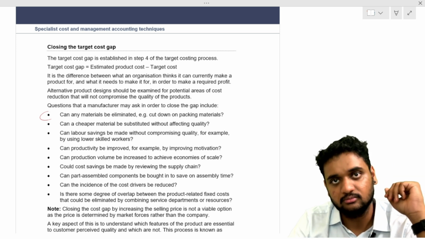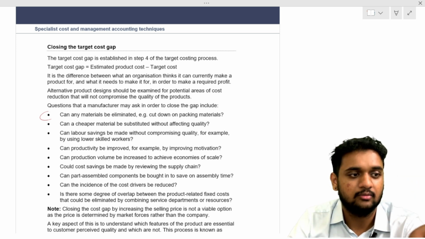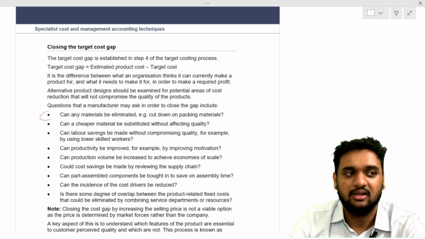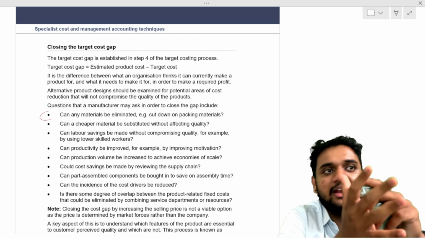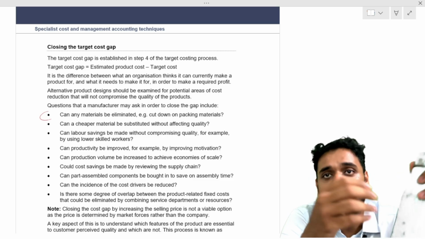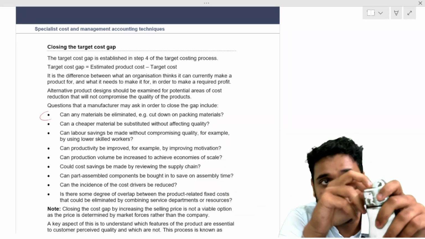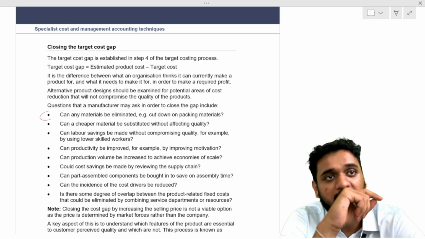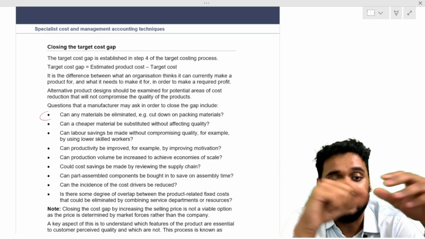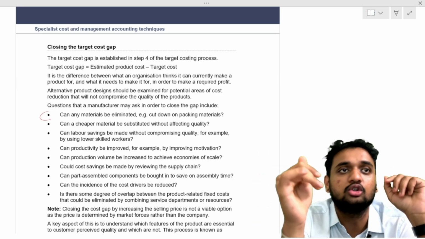Second, can any cheaper materials be used without compromising on quality? We have to see. Now we are using some material. A steel bottle is there. Can we use any material other than metal? Any other metal we can use, or copper? We can see. Any other substitute, cheaper material can be used without compromising on quality.